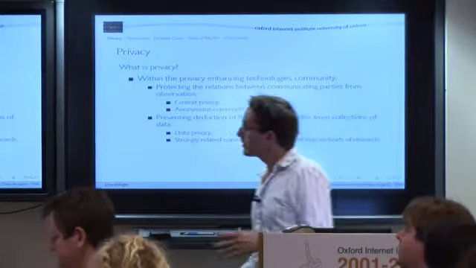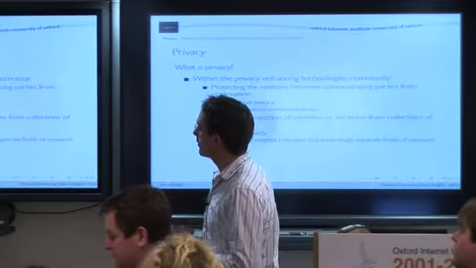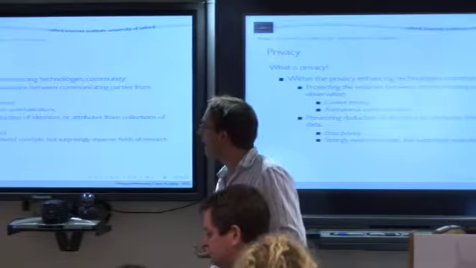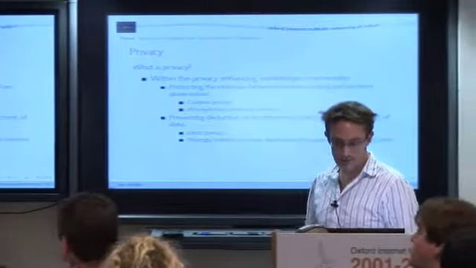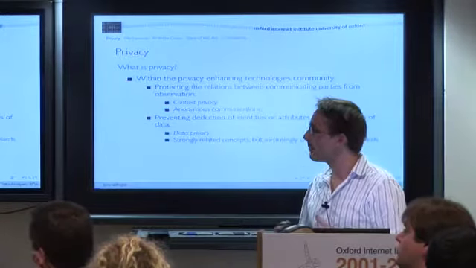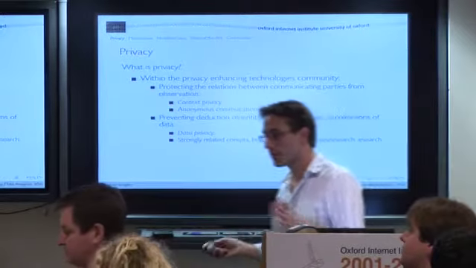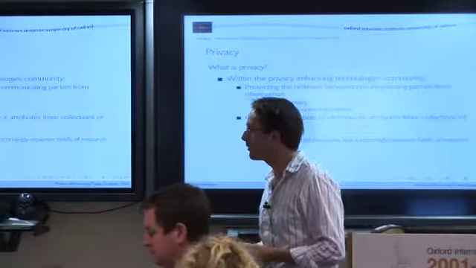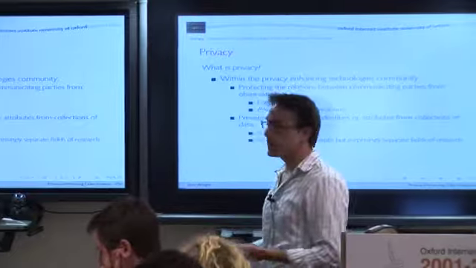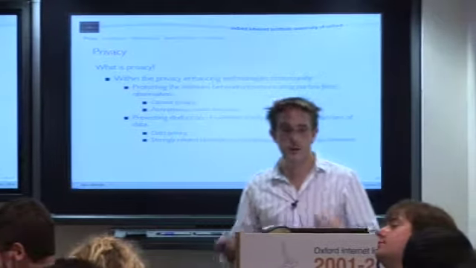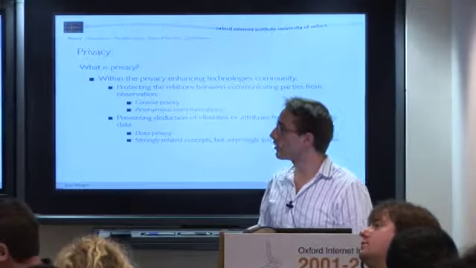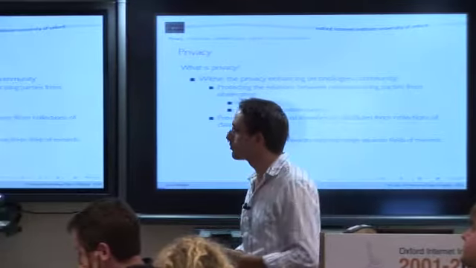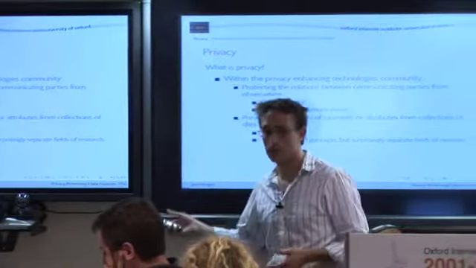But if we're going to consider the privacy-enhancing technologies community, the PETS community, we can look at two different main branches. These have been relatively separate up till recently, but they're coming closer and closer together now. One of these is to protect the relationship between people who are communicating. This is what is sometimes referred to as contextual privacy, and this falls under the realm of anonymous communications.